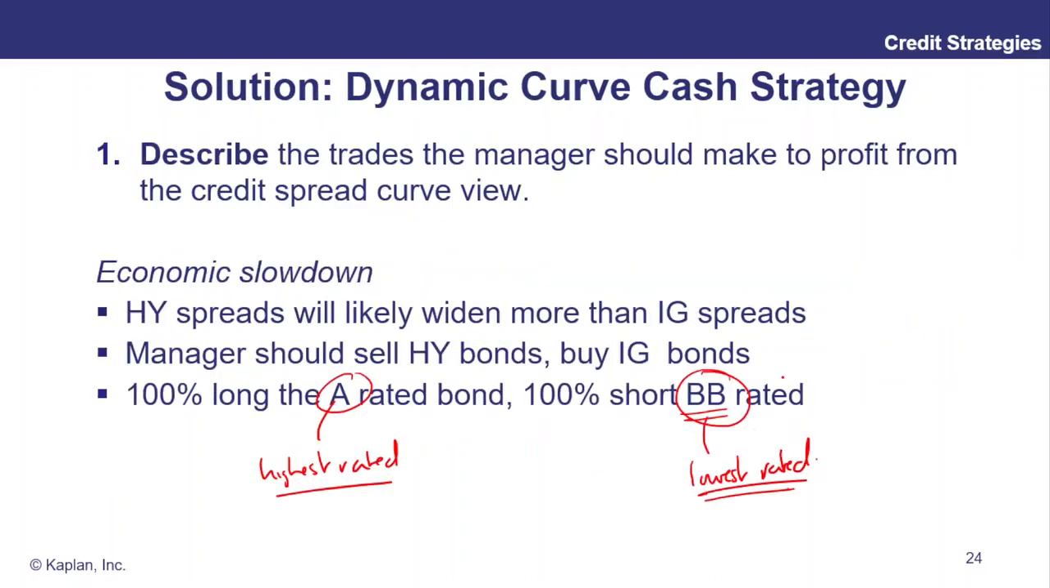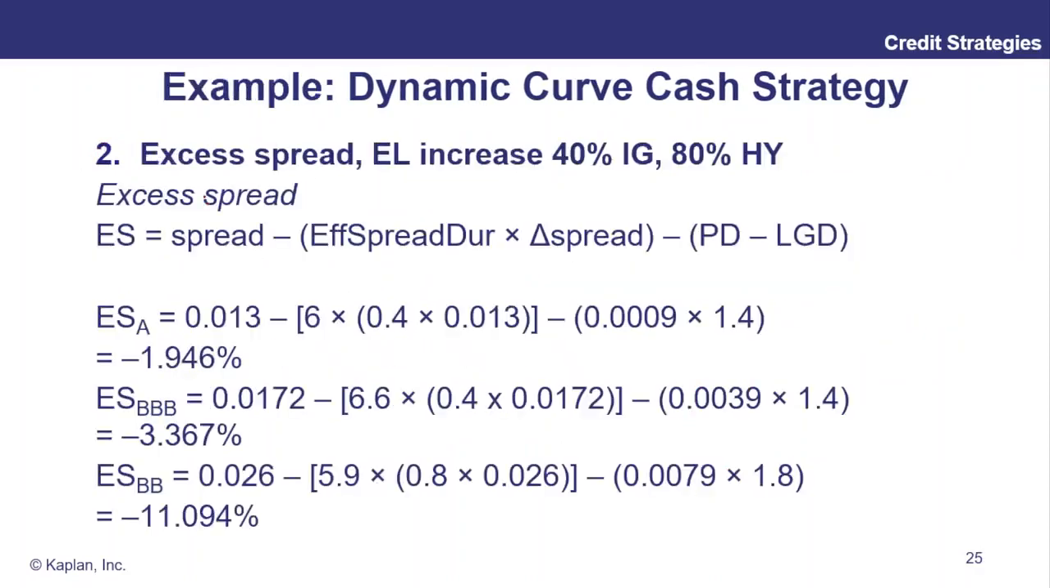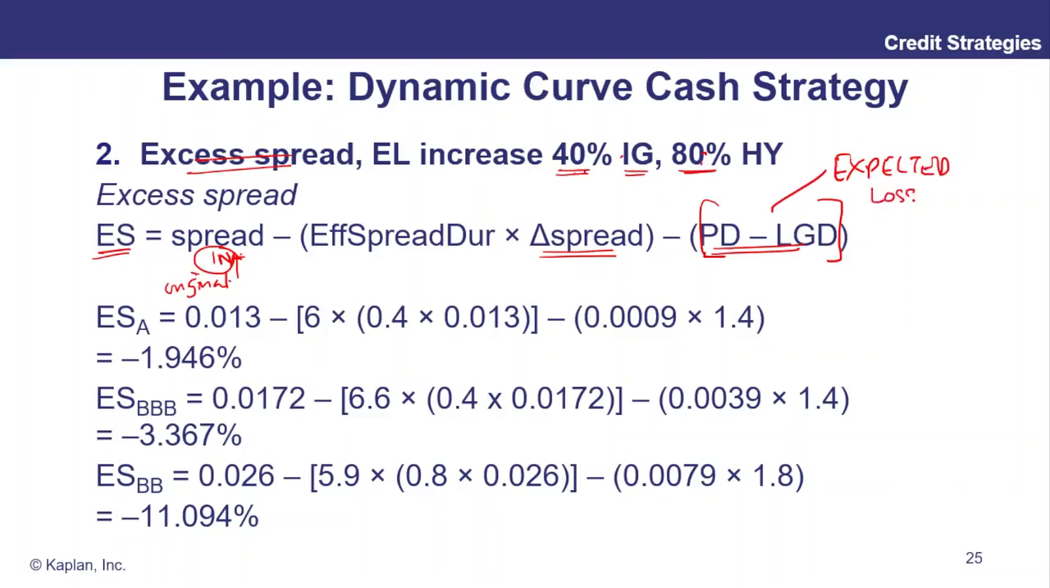So do you remember our formula? It's a good time for us to revise our excess spread formula. Excess spread is the spread you're bringing in. That's the original spread that you bought the bond on. When we think about the impact of changes in spread, remember we were told that the changes in spread were 40% for IG and 80% for high yield. And by the way, this sets your expected loss. This whole thing in the brackets here turns out to be 40% higher than expected under our investment grade and 80% higher than expected under high yield. All right, everything in those brackets.